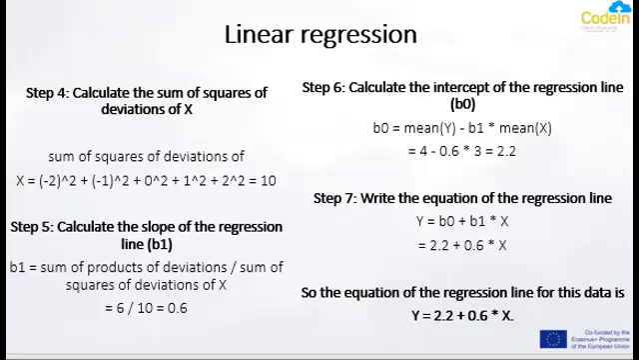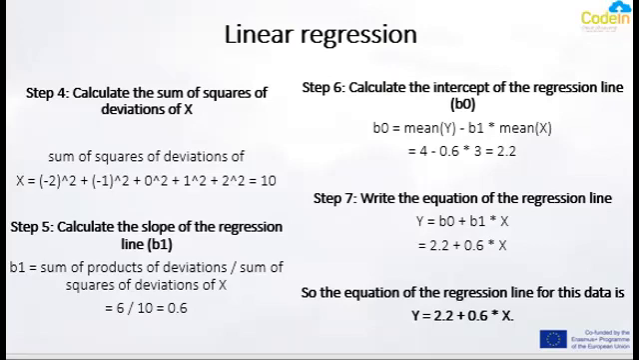increase by 0.6 units. The sixth step is to calculate the intercept of the regression line, B0. This is the point where the regression line crosses the y-axis. To calculate the intercept, you multiply the slope by the mean of X and subtract the result from the mean of Y. In this case, the intercept is 2.2, indicating that when X is 0, Y is predicted to be 2.2.